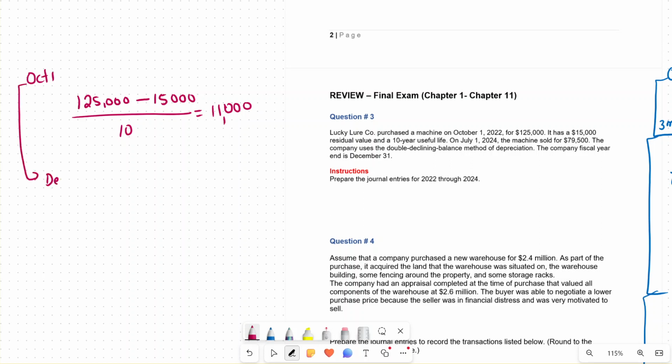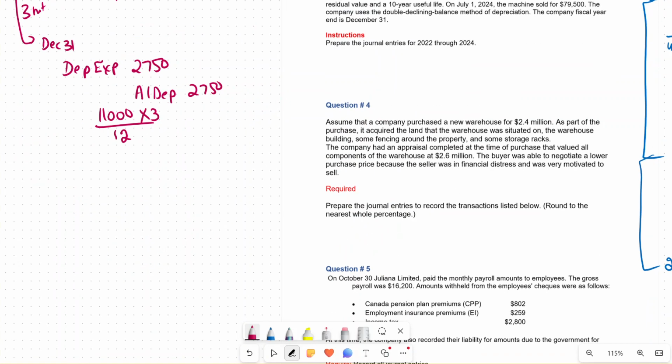In my first year we have a partial year, so my debit entry doesn't change, the account doesn't change, but the amount will change. For depreciation expense and accumulated depreciation, I will take my 11,000. This is 12 months of depreciation. We have to multiply by 3 because we only had the asset for 3 months. My depreciation expense will be for the 3 months divided by 12, and that will be 2,750.